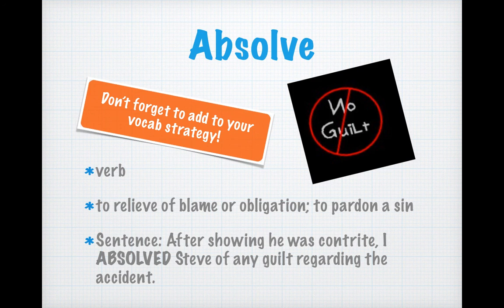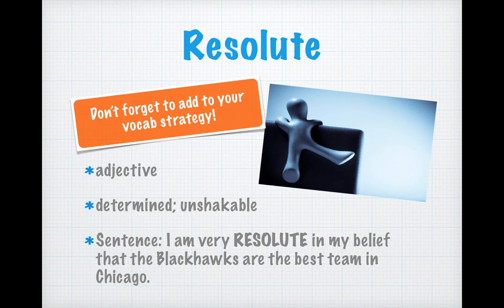The sentence in the book reads, although we were sequestered with the culprits for questioning, our innocence absolved us from punishment. It relieved us of our punishment. 2 words left, and make sure you're adding these completely to your vocab strategy.